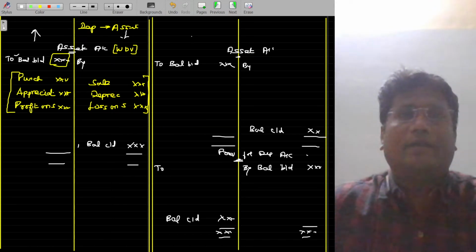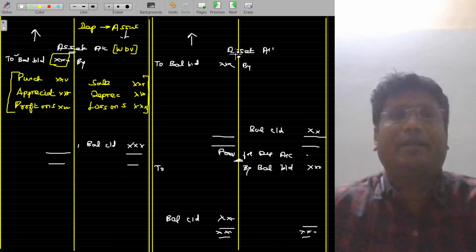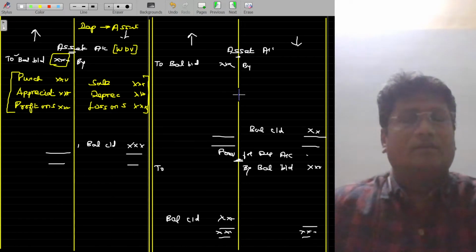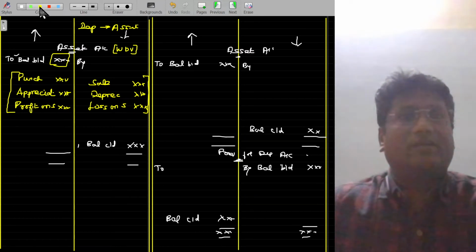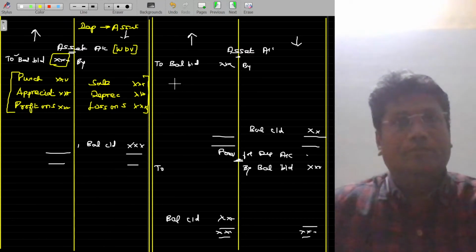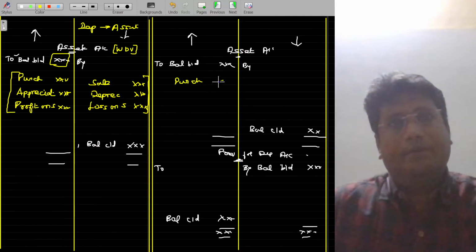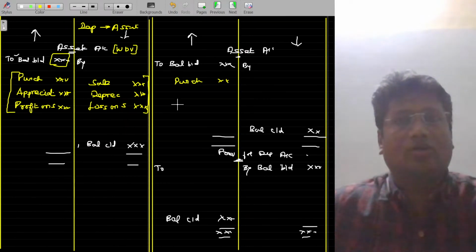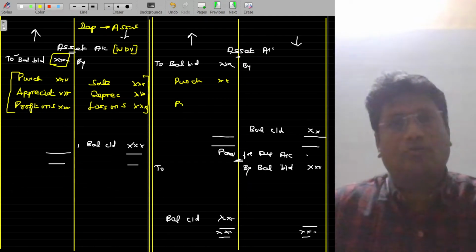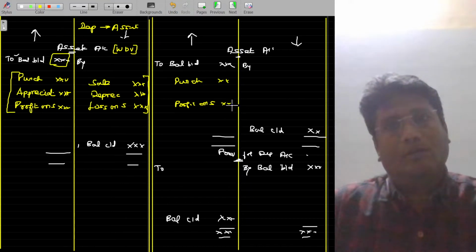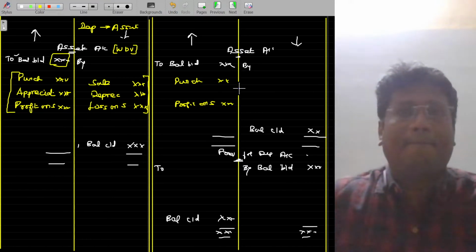When the asset is increasing, that will be debited, and when the asset is going to be decreased, it will be credited. The main reason for increasing the value of the asset is purchases, and sale of assets also, meaning profit on sale of asset also. Profit on sale of asset. Is that okay?